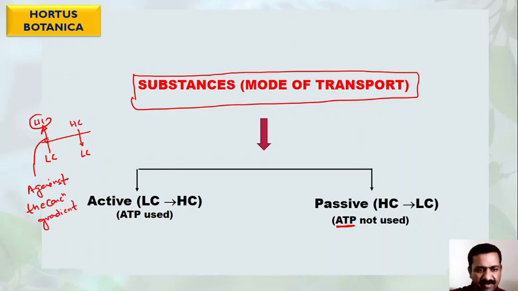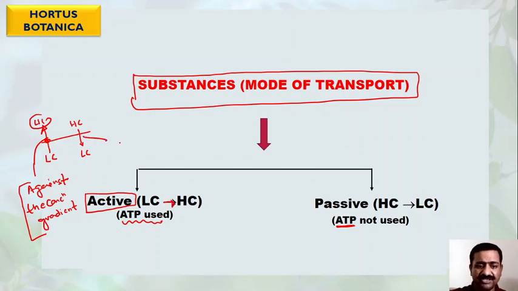We need pumping, and for that pumping, what do we use? Metabolic energy, that is, ATP is consumed. So whenever ATP is consumed, this is supposed to be active movement. Always they will go against the concentration gradient, from the low concentration to the high concentration.